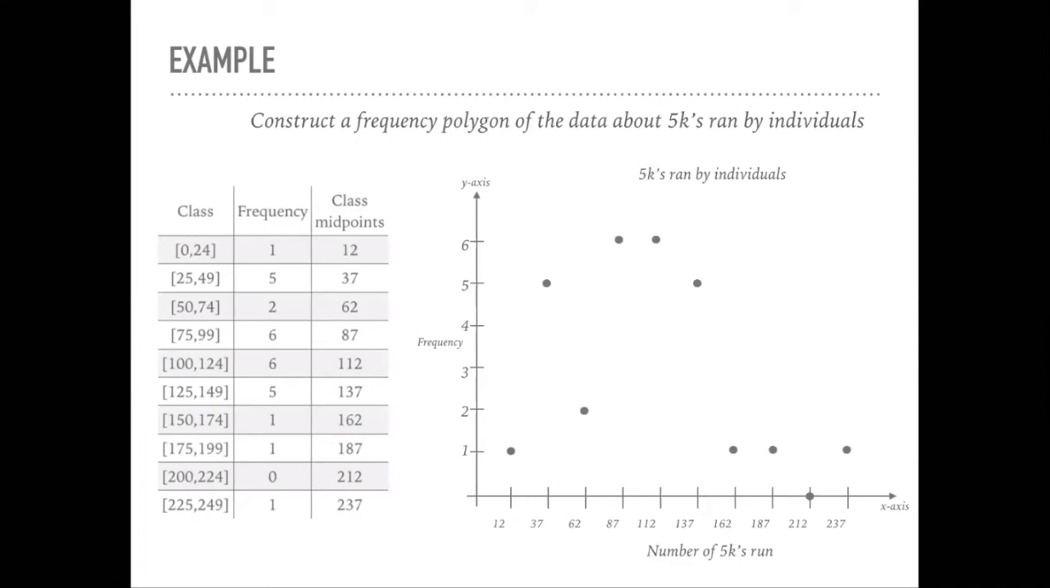And then after that, you start drawing in lines. First, we want to draw a line to anchor that first one to the x-axis before our first data value. And then we continue to draw, connecting each of these, going from left to right.